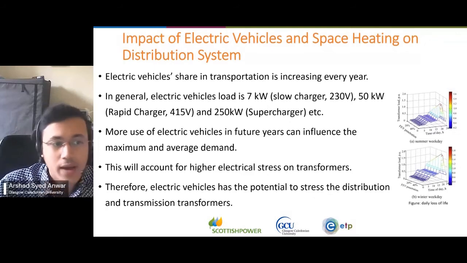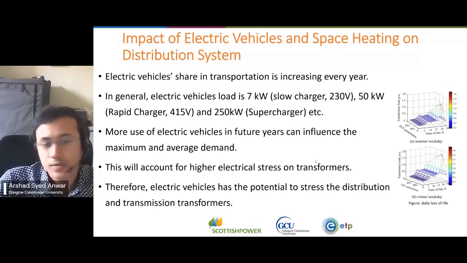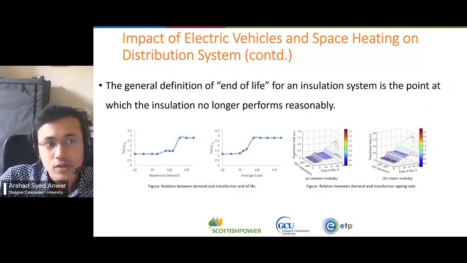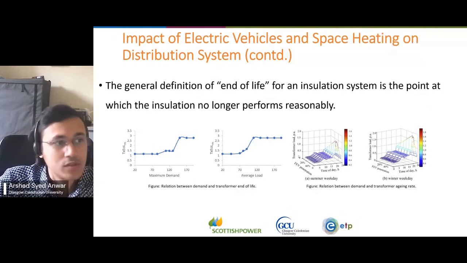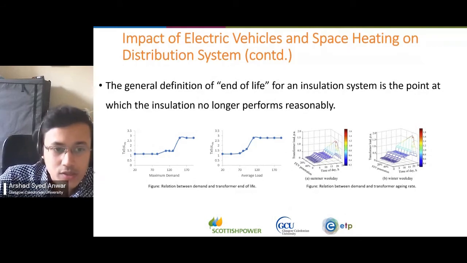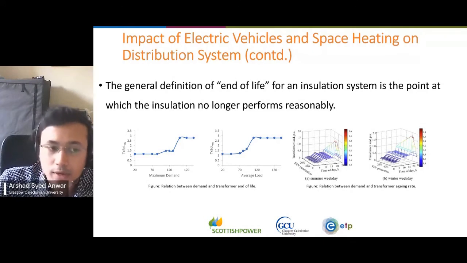This will account for higher electrical stress on the transformers, and therefore electric vehicles have the potential to stress the distribution and transmission transformers. In general, the end of life of an insulation system is the point at which the insulation no longer performs reasonably. In the literature, there is an established relationship between increased loading due to probable electric vehicle penetration in the distribution network.